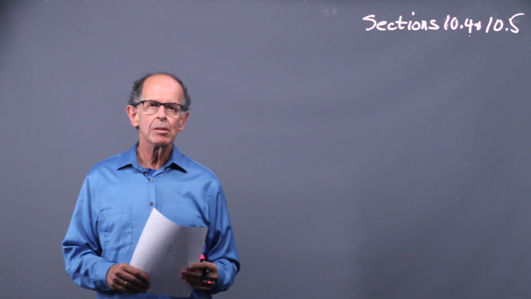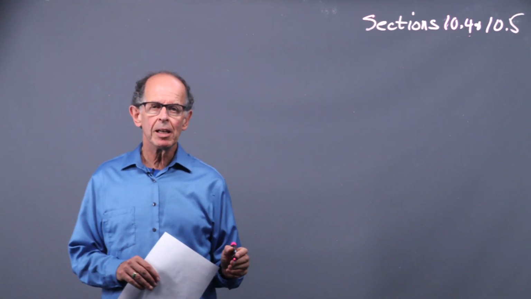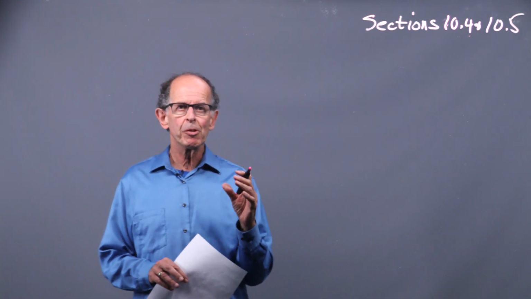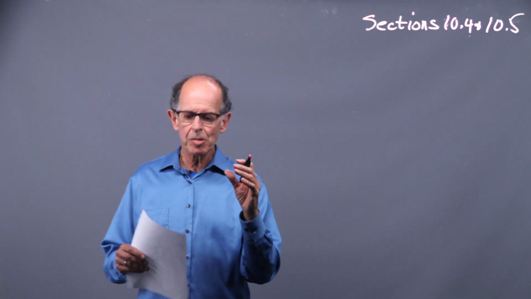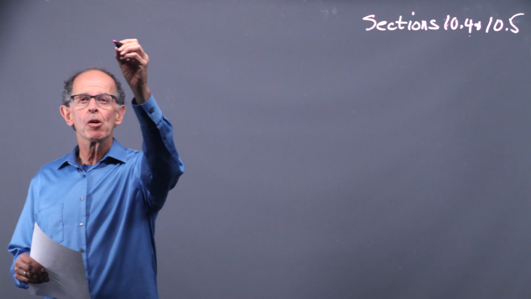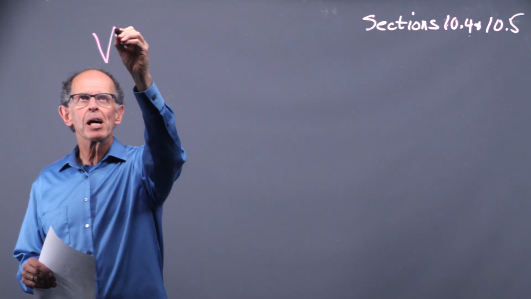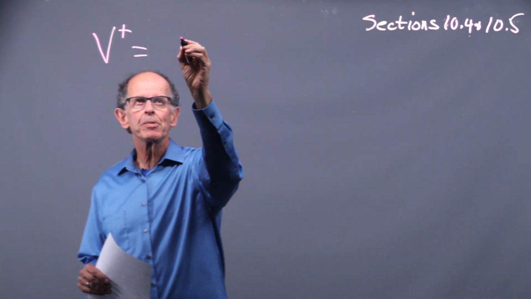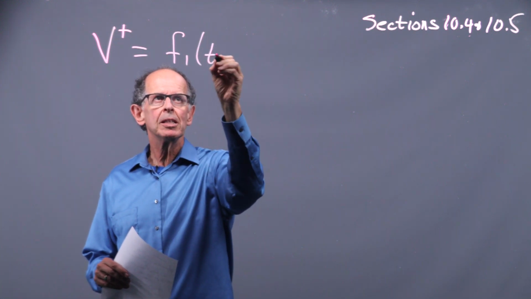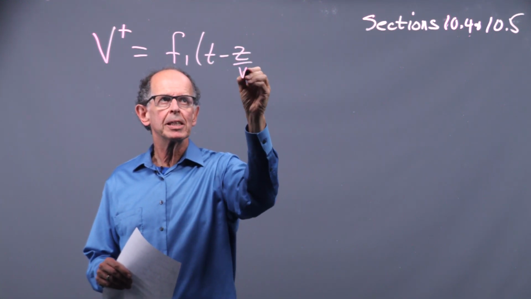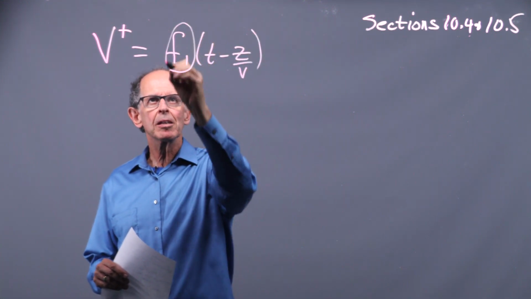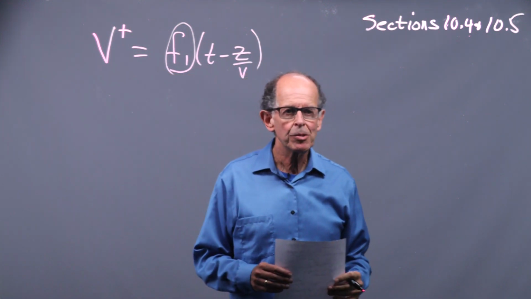So now we're going to look at sections 10.4 and 10.5, and a lot of this you're familiar with, but I need to say something about notation. So for the voltage, for example, for V plus, we had something like F1 of T minus Z over V. Now it's finally time to figure out what the F is going to be.